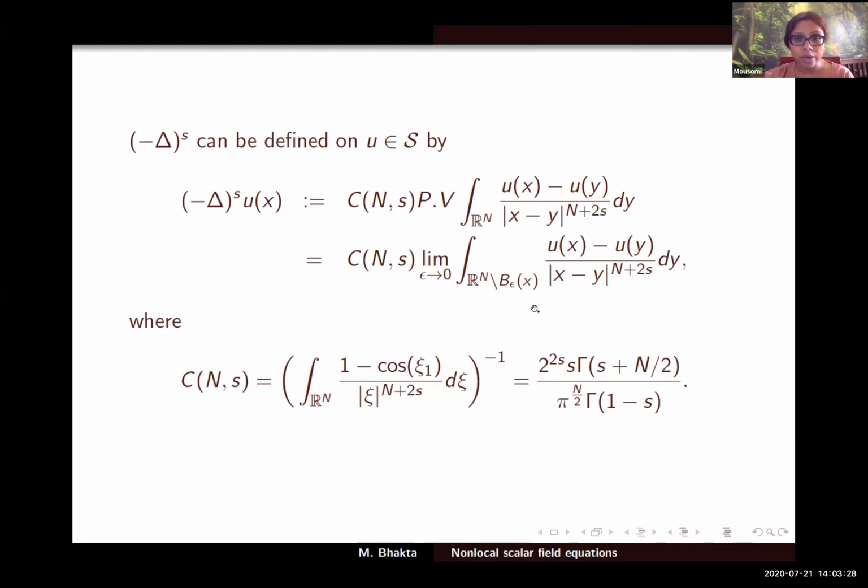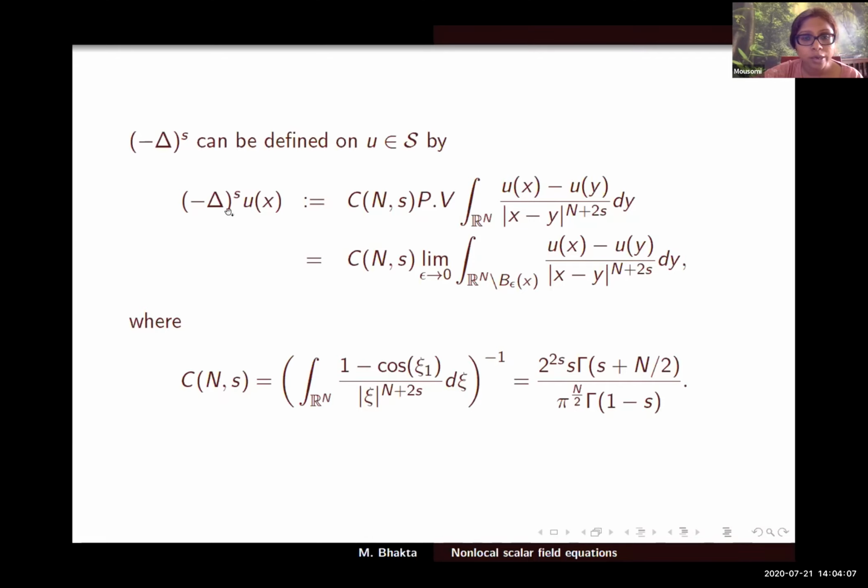And this is called a non-local operator. It is clear why it is non-local, because to know the value of (-delta)^s u at any point x, you need to know the value of u in the entire space R^n. When s equals 1, it is just the Laplacian, and to know the value of the Laplacian of u at some point, you just need to know u locally at that point. But that is not the case here. That's why it is called a non-local operator, and C_{n,s} is a constant which is given by this.